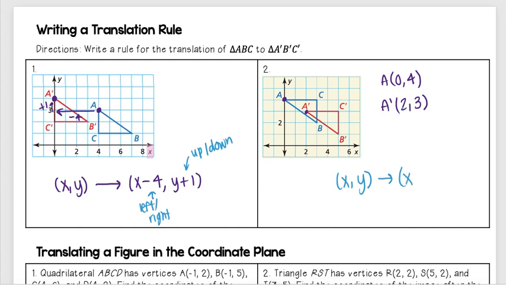So I see to get from A to A prime, how do I get from 0 to 2? Well, 0 plus 2 gets me 2. So I'm adding 2 to x. And then to get from 4 to 3, I have to subtract 1, and so this is really going to be y minus 1. And again, you can still get that from the picture here. If you're looking, how much am I going right or left? Well, I went right 2, and then I went down 1. So either way works in how you think about that.